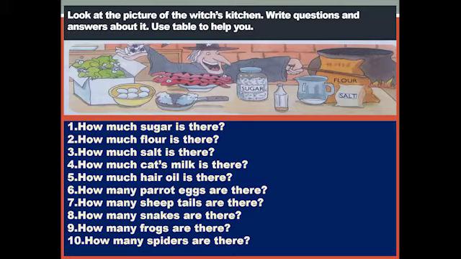Yes, there is a lot of sugar. Okay, the question number 2 is: how much flour is there? Look at this picture and tell me how much flour is there. Yes, there is a lot of flour.